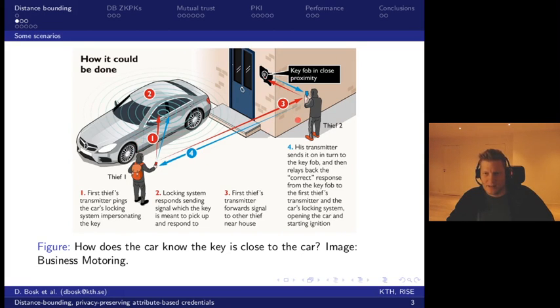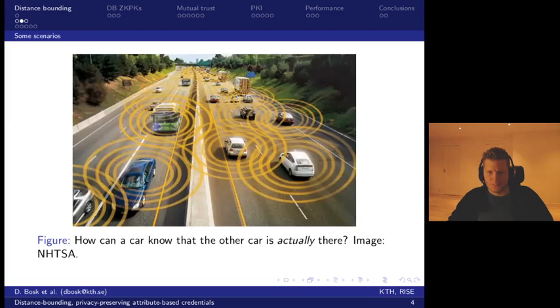And the thief close to the key picks up some signals from the key, relays them to the other thief, which relays the signals to the car, and the car replies, and the signal is relayed back to the key. And the key and car will probably run some challenge response protocol, and the car will believe that the key is in proximity of the car while it's not, and it will unlock, and the thieves can steal the car. And this has happened several times with some very fancy brands of cars.